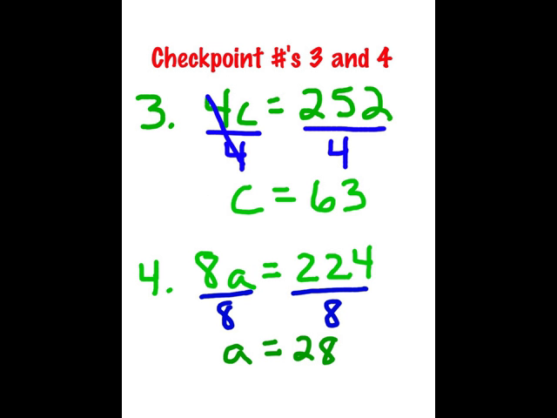At the checkpoint for numbers 3 and 4, using cross products, I set up the equation for number 3, 4c equals 252. I divide both sides by 4, showing all my work, to show that c is equal to 63. And number 4, using the cross products, creates the equation 8a equals 224. I divide both sides by 8 to find the solution as a equals 28.